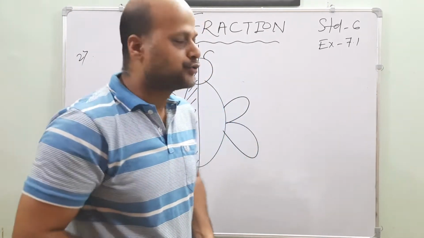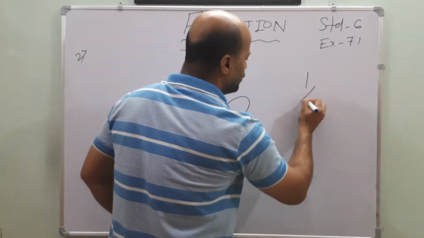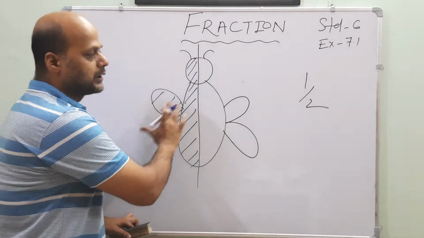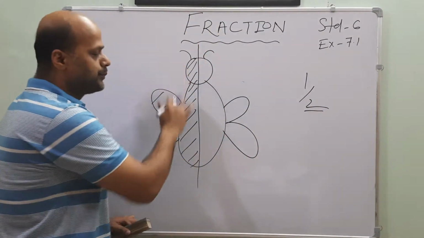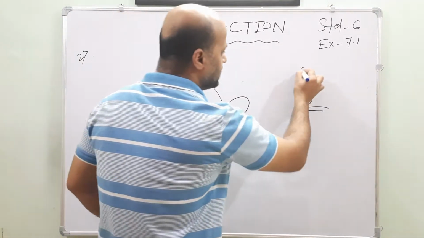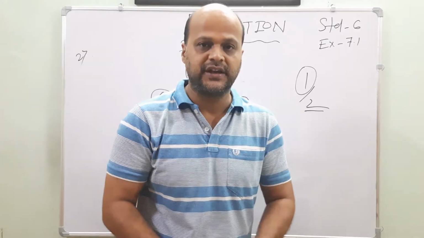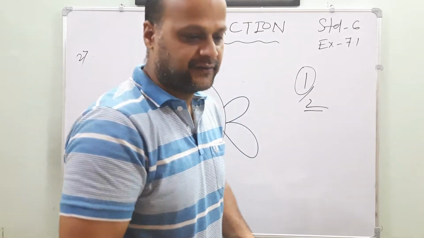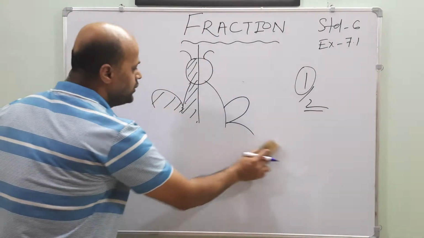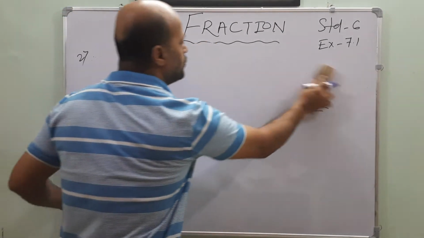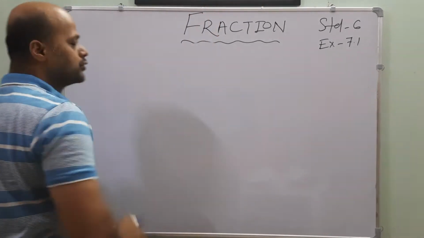Yes, very good Arushi. It is 1 by 2. Why? Because the total number of parts is how much? 2. How many parts are shaded? Only one part. So it is 1 by 2, or half of the picture is shaded here. Very good. In this manner, you have to solve question number 1, my dear friends. Let's go to the second number.